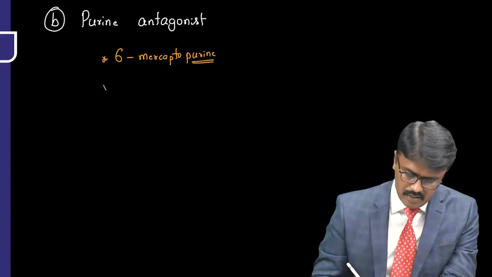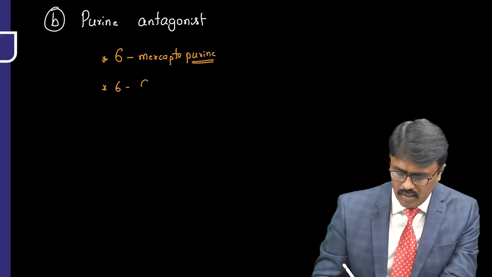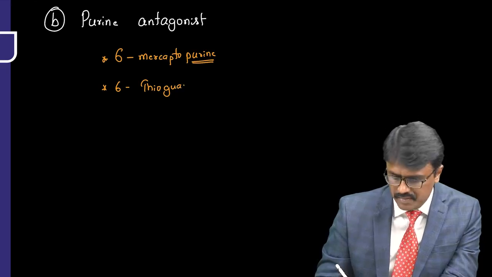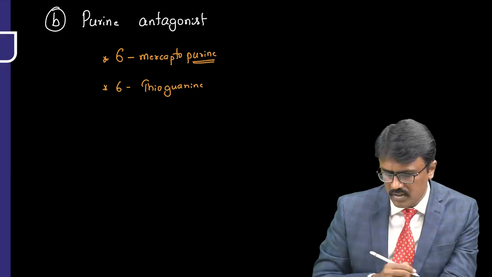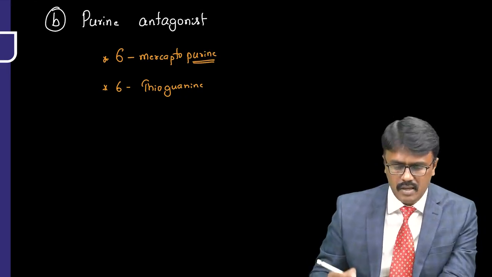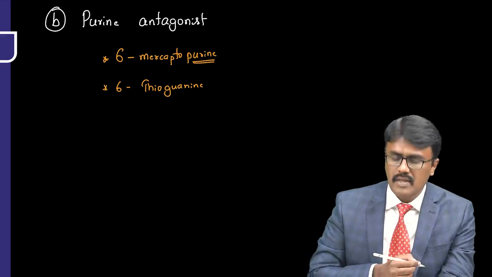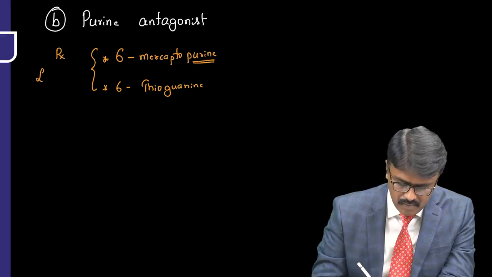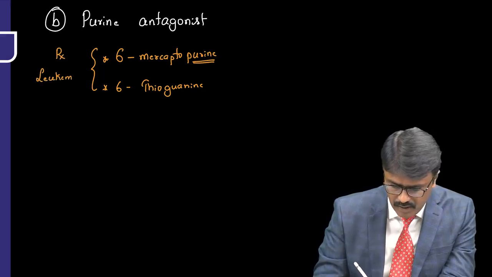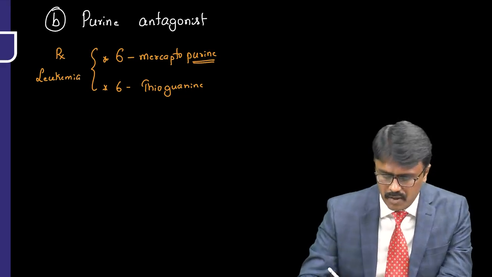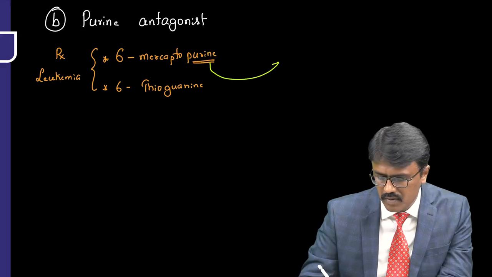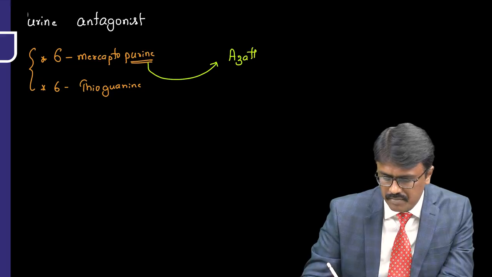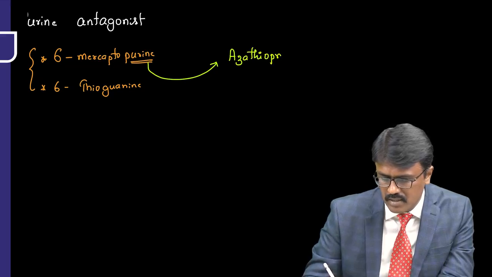Then we have another drug called 6-thioguanine. I told you guanine is a purine. Now, these drugs are mainly used in the management of leukemias. Now 6-mercaptopurine after metabolism will give rise to one more drug, and that is called azathioprine.